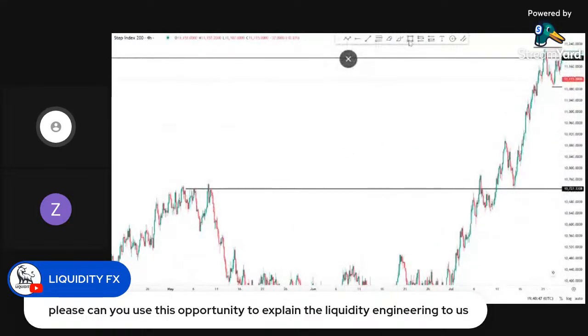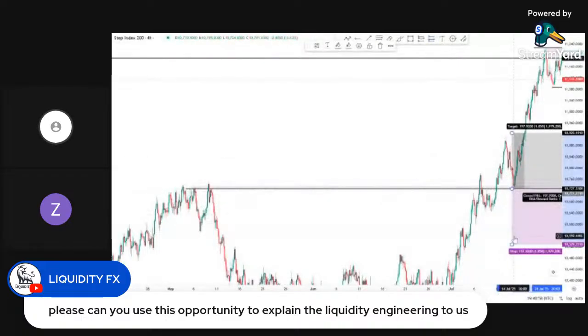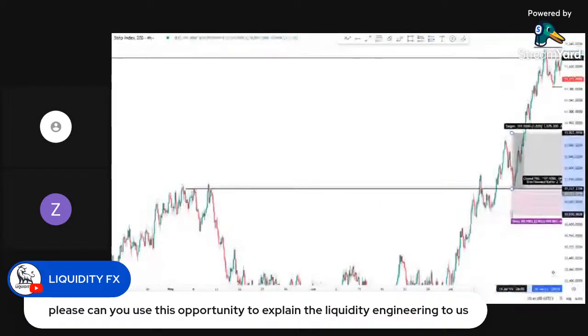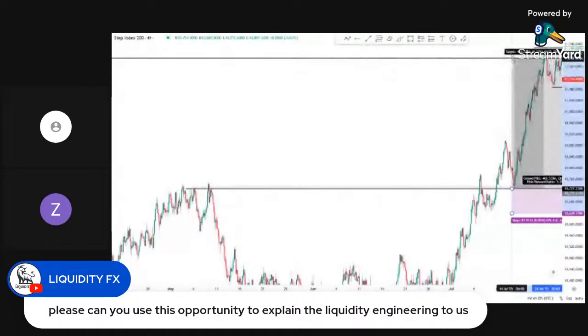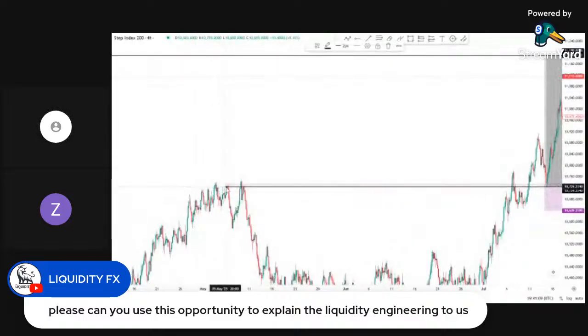So this is a liquidity engineering flip. This was a liquidity engineering that did not hold price for the sell, but later on came back there and bought from that level. So that's why I was talking about liquidity engineering flip. So that's liquidity engineering flip.